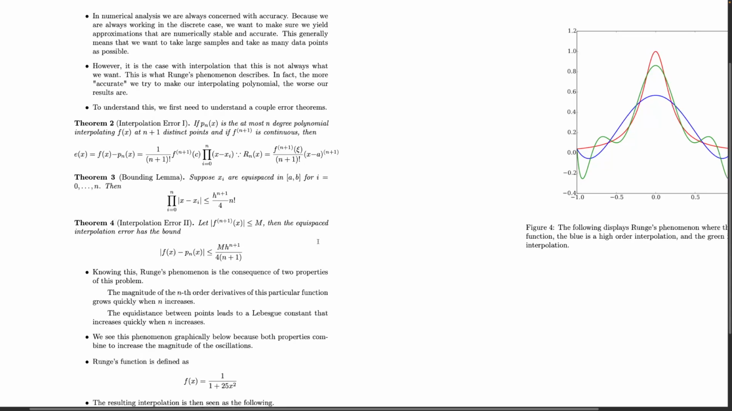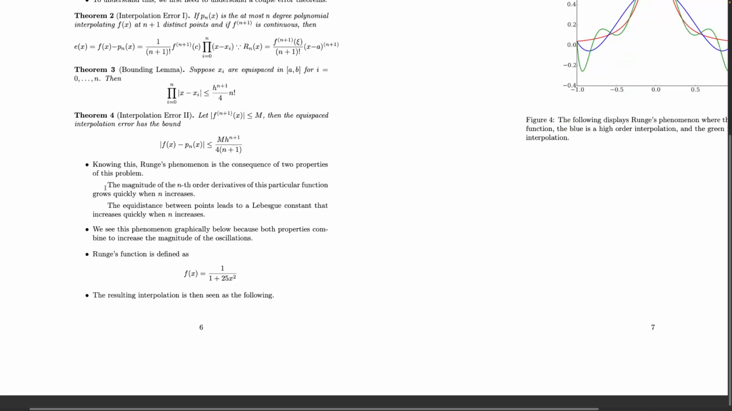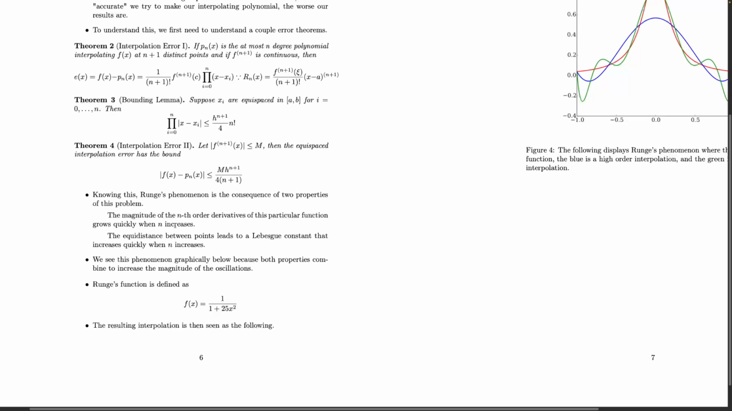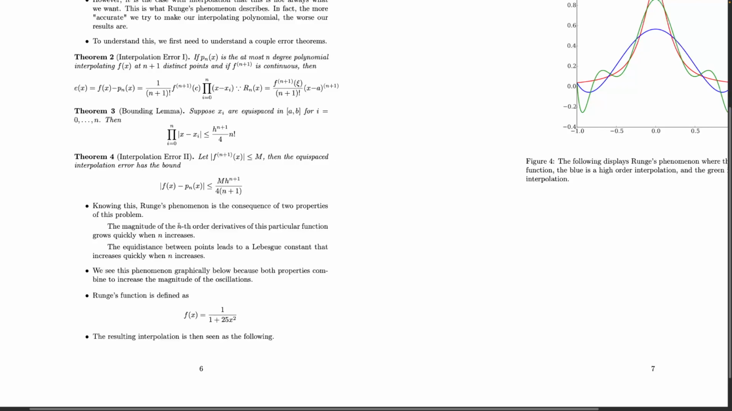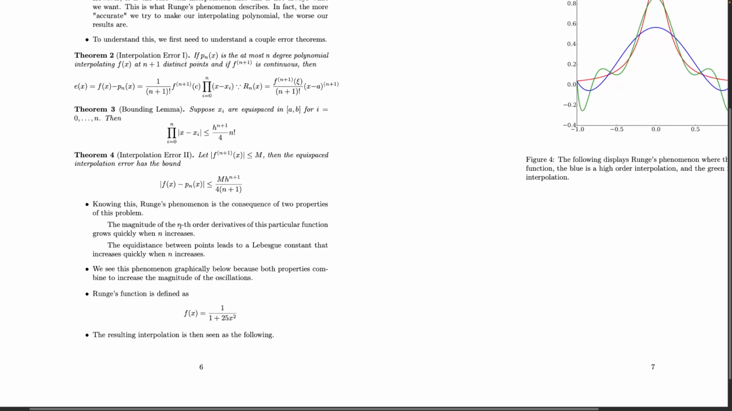But really, I would say the only thing you need to focus on is how we understand error in general with this first theorem. So knowing this, Runge's phenomenon is the consequence of two properties of this problem. First, the magnitude of the nth order derivatives of this particular function grows quickly when n increases. Second, the equidistance between points leads to a Lebesgue constant that increases quickly when n increases.